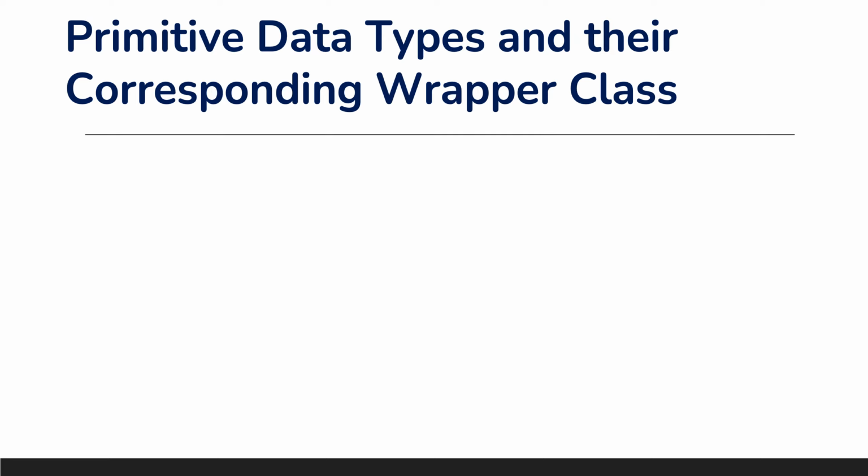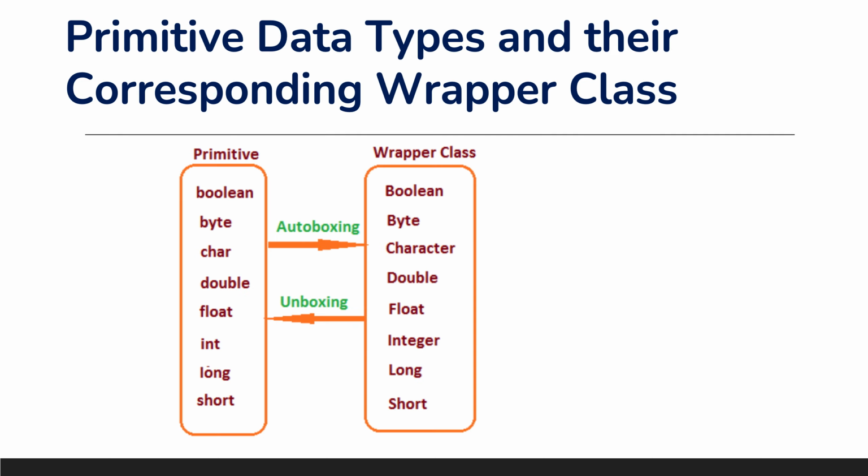Now let's see, Java has provided wrapper classes for all the primitive data types. For example, for boolean, we have the corresponding Boolean wrapper class. We have byte, then Byte, char for Character, double for Double, float for Float, int for Integer, for long it has Long, for short it has Short. So these are primitive types, and these are wrapper class types.